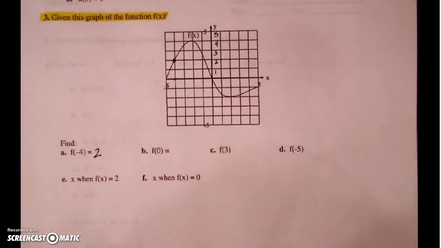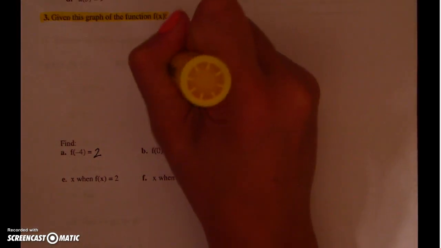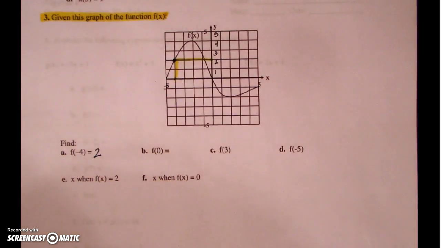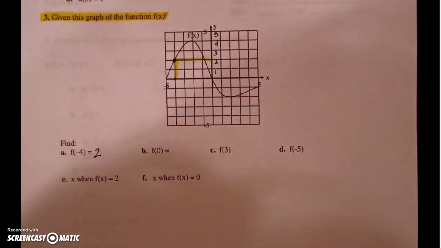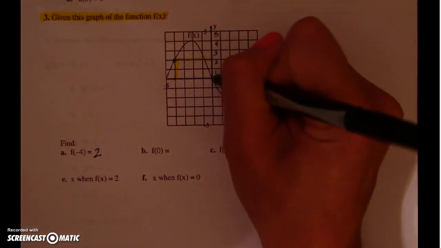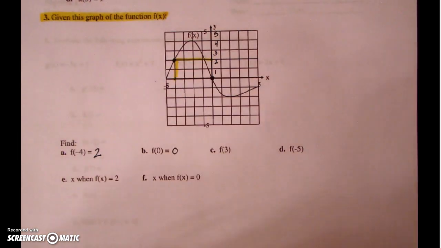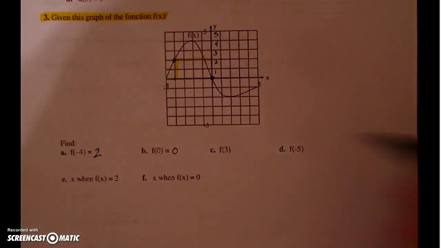I don't know if you guys can see that. 1, 2, 3, 4. It goes up, and then you kind of run it across to see where it hits on the y-axis. F of 0. So this one's easy. You start in the middle. F of 0 is just 0. Next one, f of 3.